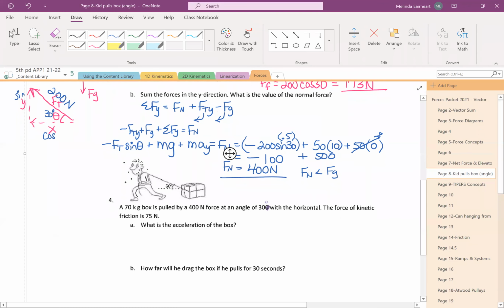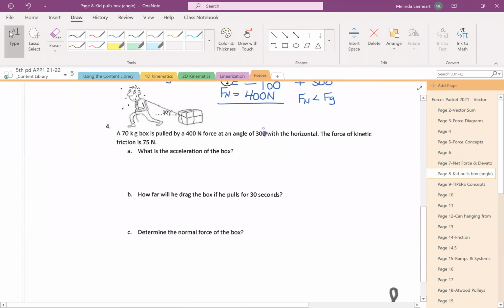Okay. I'm going to have y'all try number 4. It's the same picture, but watch out. A 70 kilogram box, so we just changed the mass of the box, is pulled by a 400 Newton force, so a new force. Same angle, 30 degrees with the horizontal. Now we give you friction, 75 Newtons, and we're asking you to solve for the acceleration.